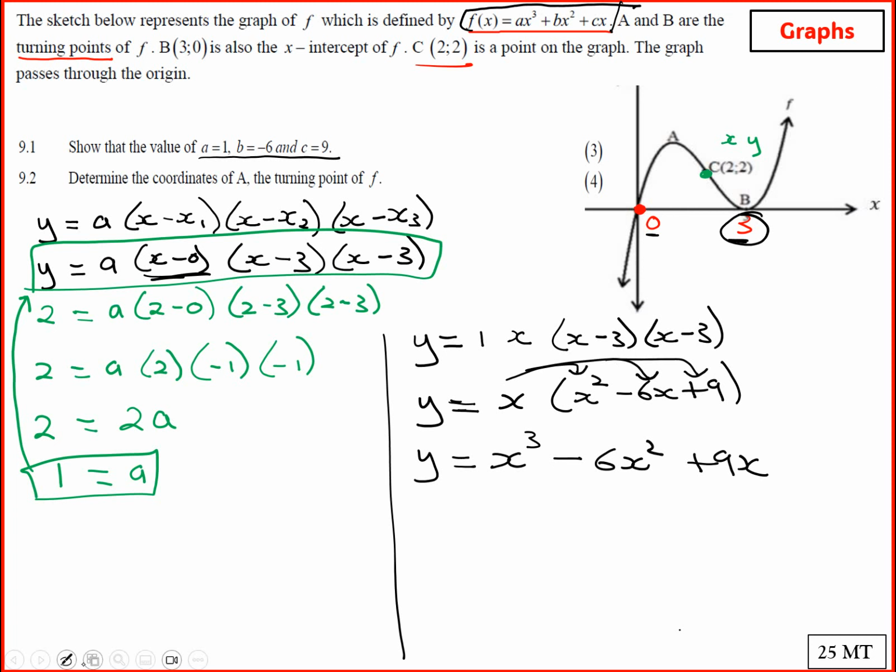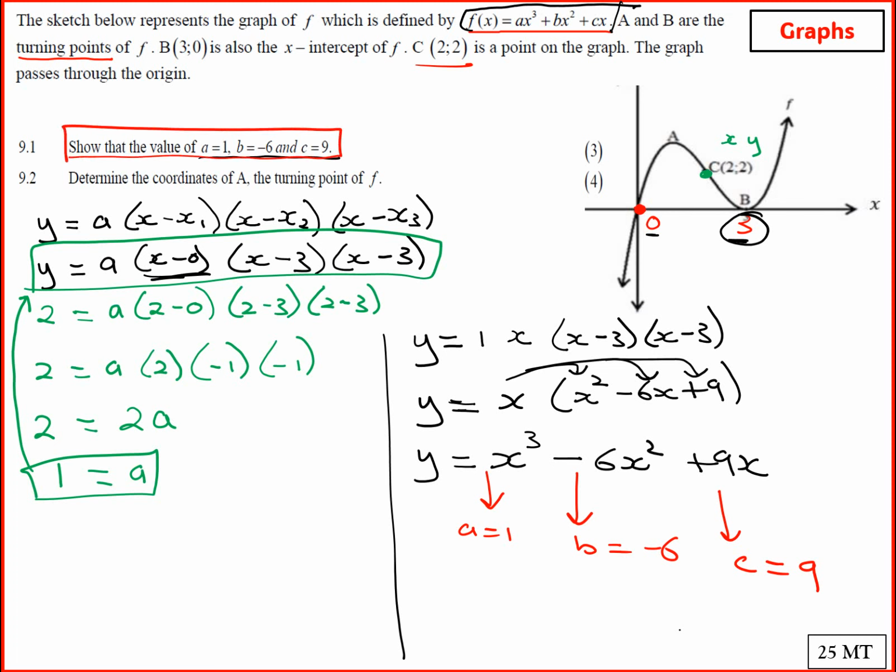Now, to confirm the answer, we know that the value of a is in front of x cubed, the value of b is in front of x squared, and the value of c is in front of x. You'll notice that it actually matches what they wanted you to show. So we have proved that.